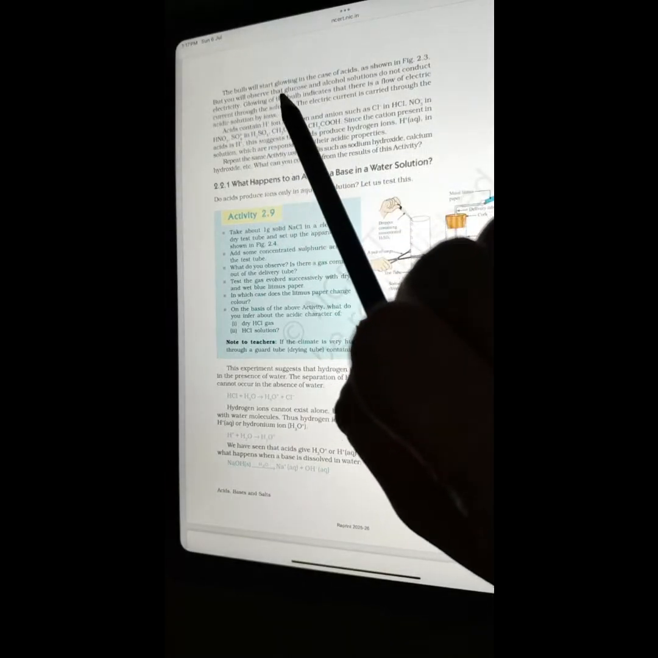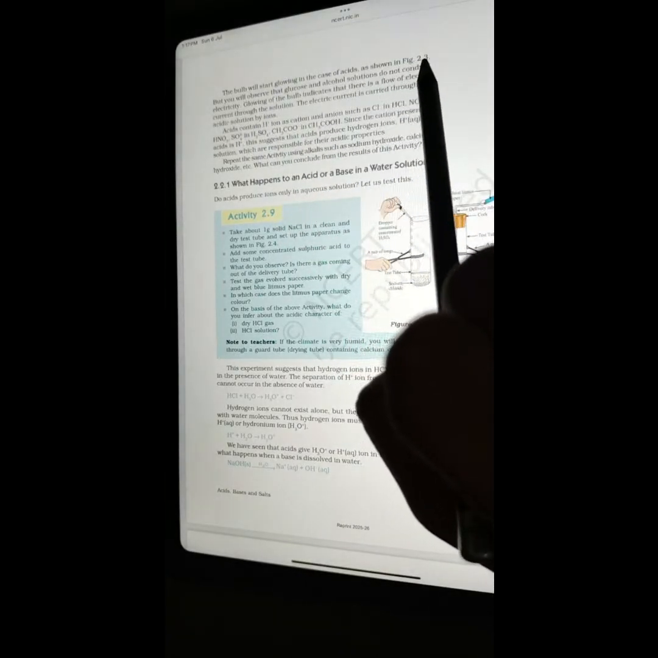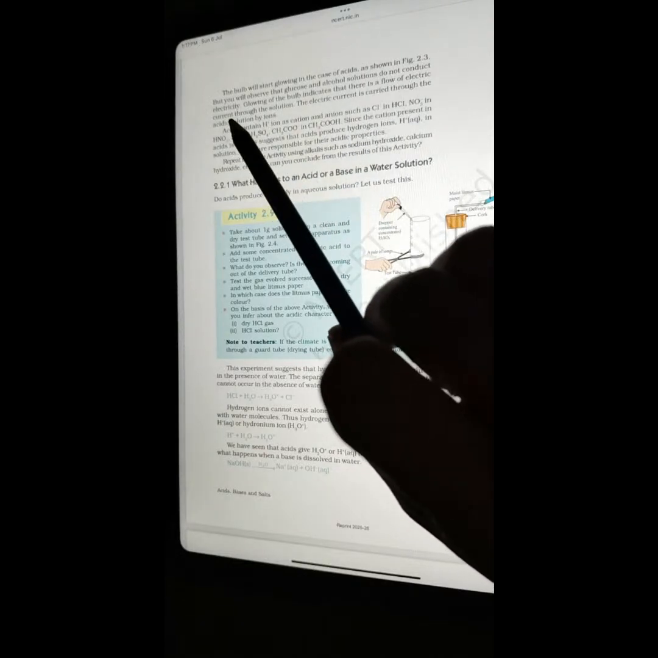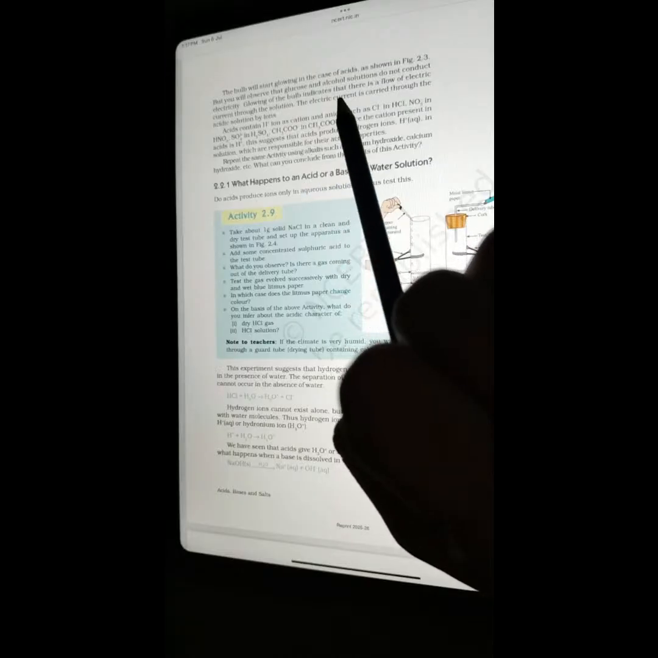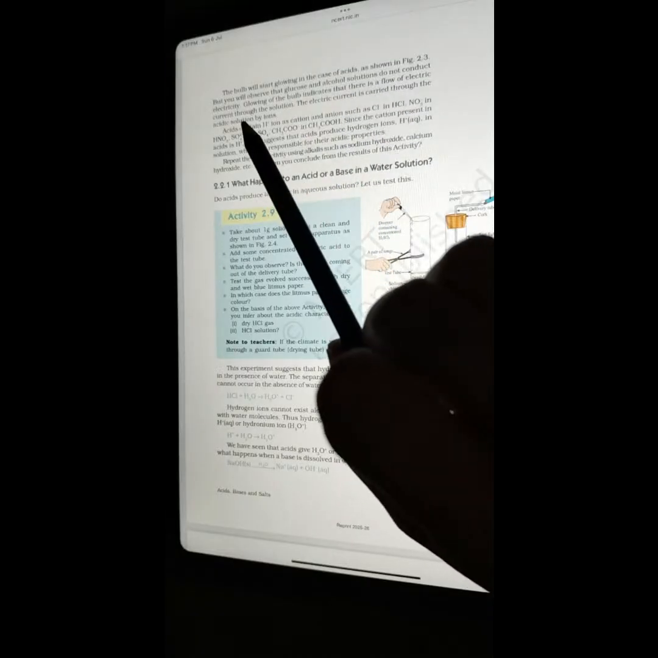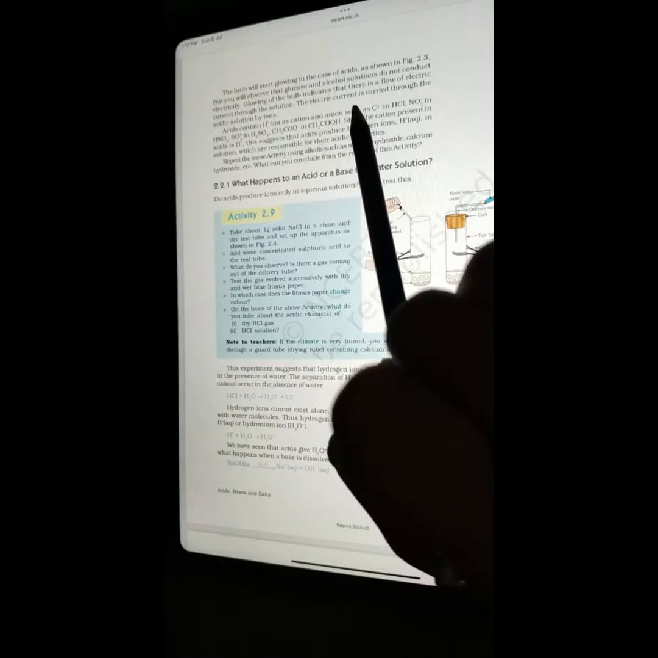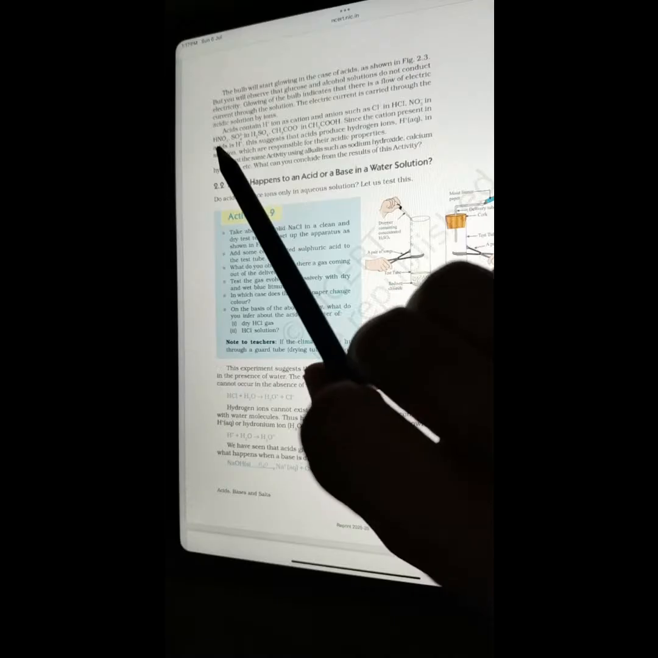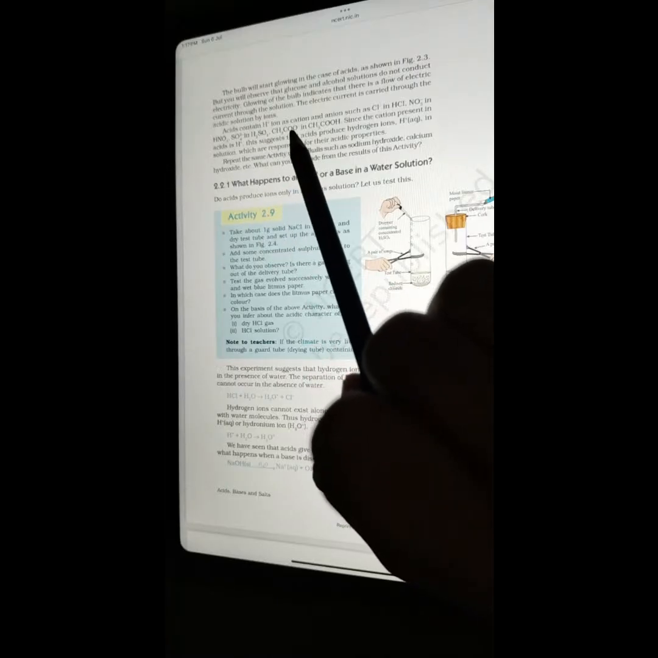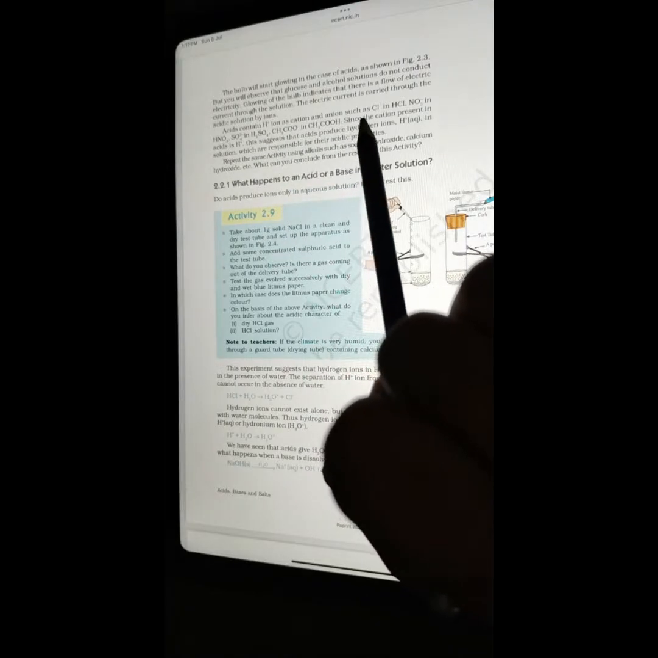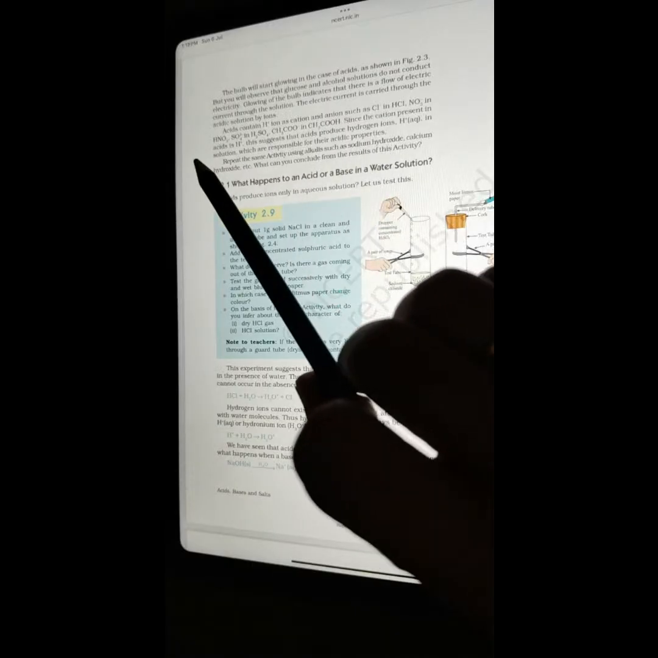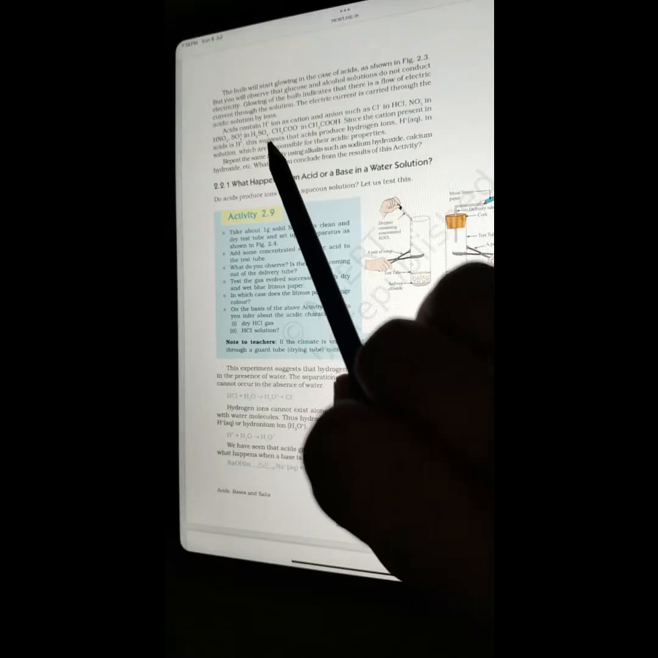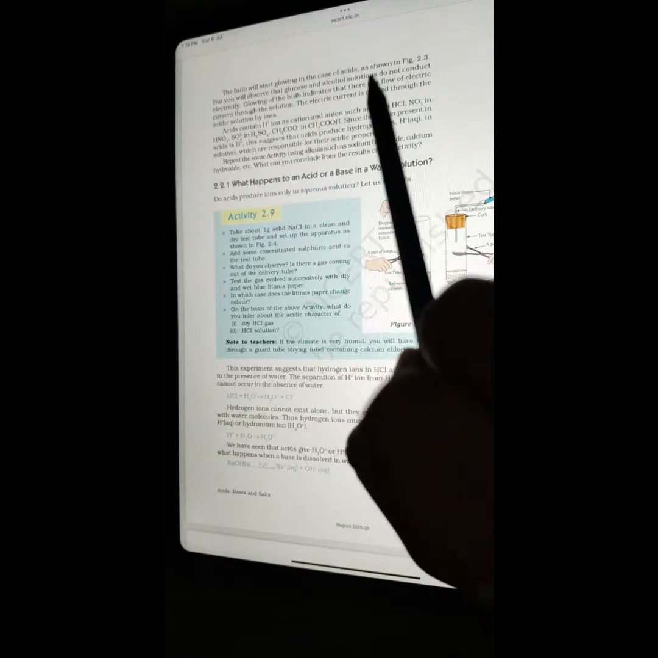The bulb will start glowing in the case of acids as shown in figure 2.3, but you will observe that glucose and alcohol solutions do not conduct electricity. Glowing of the bulb indicates that there is a flow of electric current through the solution. The electric current is carried through the acidic solution by ions. Acids contain H+ as a cation and an anion: Cl minus in HCl, NO3 minus in HNO3, SO4 2 minus in H2SO4, CH3COO minus in CH3COOH.